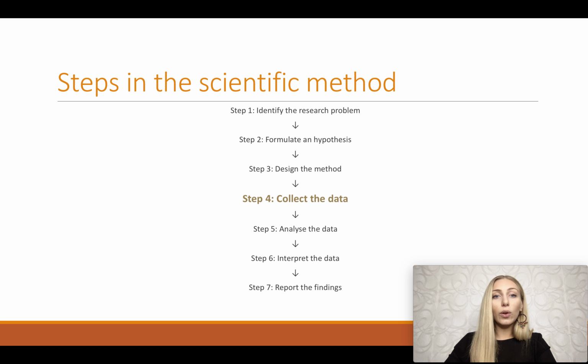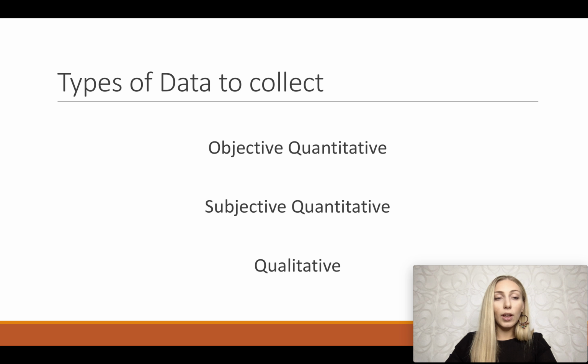So if we are looking at the scientific method of research, we will be at step number 4, collecting the data. So there are three different types of data that you can look at within an investigation. That is objective quantitative data, subjective quantitative data, and qualitative data.